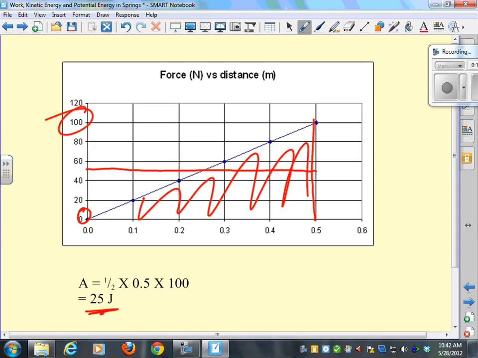What I'm getting at here is that the work is the area under a force times distance graph. So if the force is constant, it's a rectangle. If the force is increasing at a steady rate, it's a triangle. If the force is some sort of curve, then you're going to have to learn calculus and integrate.